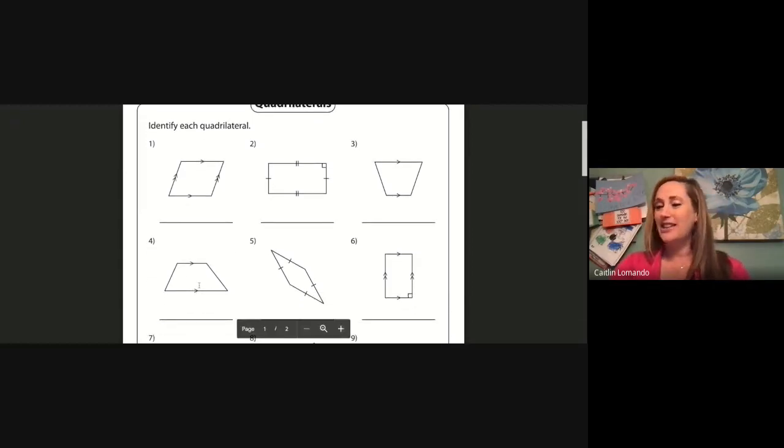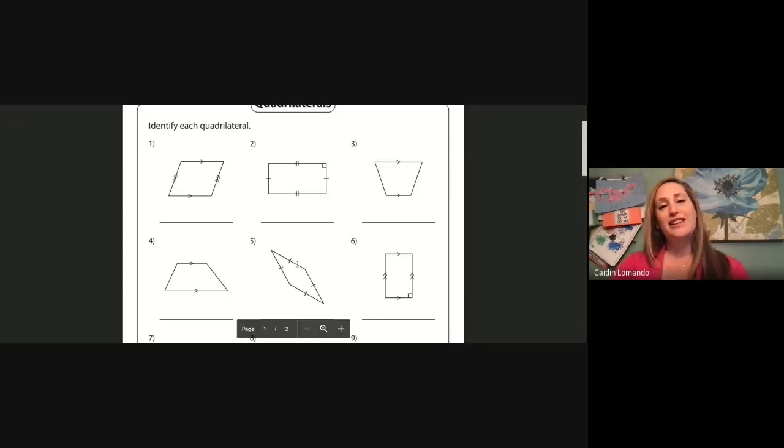Let's go ahead and look at number 4. Again, 1 set of parallel lines. This quadrilateral we've already named before. So think about what it could be. This one is also a trapezoid.